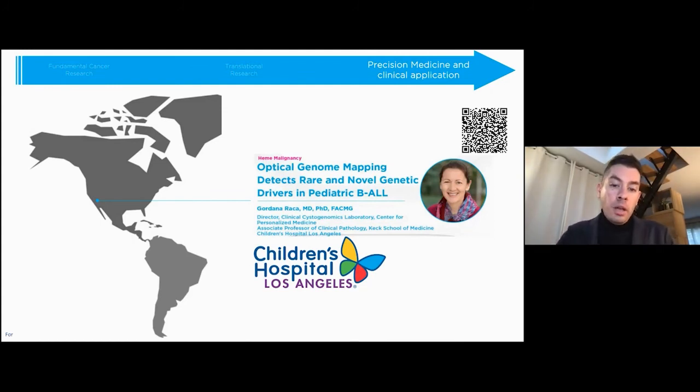Dr. Raca does genetic testing of pediatric leukemia at CHLA and routinely performs FISH, karyotyping, chromosomal microarray, and their OncoKids NGS panel. And interestingly, they routinely observe about 15% of B-ALL and 5% of AML cases where the key genetic driver remains unknown. And 8 of these negative samples were run on optical mapping to determine if it can detect clinically significant genetic drivers missed by their comprehensive molecular evaluation done in their routine workflow.